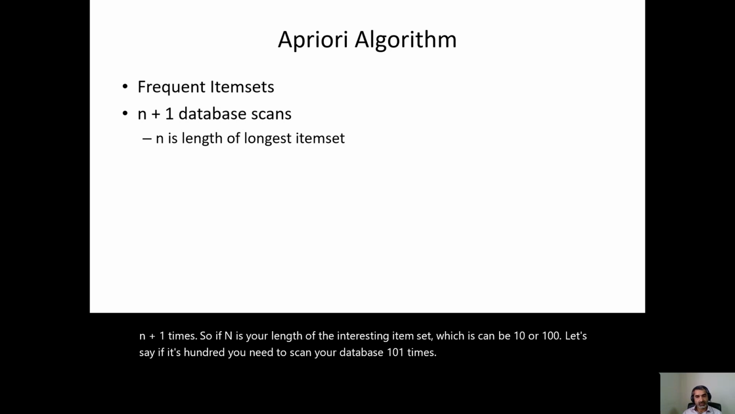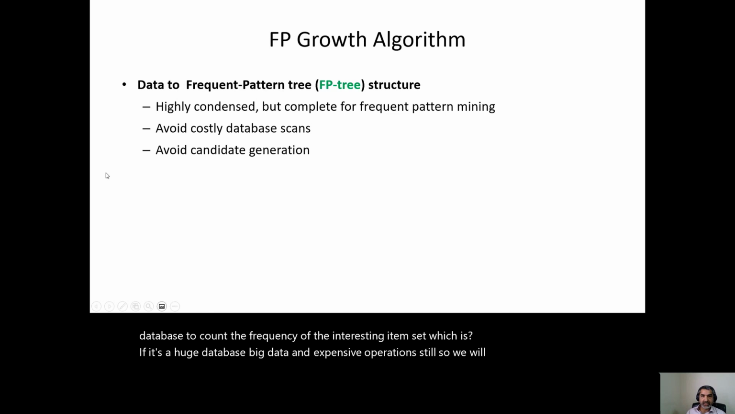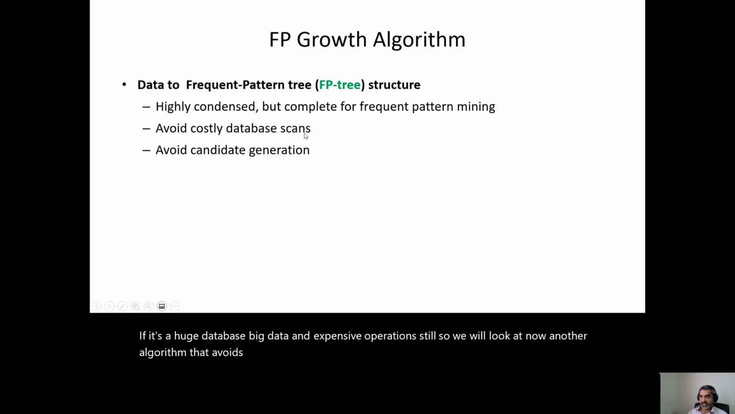Scanning the database is still not a cheap operation, right? You need to check the whole database to count the frequency of the interesting item sets, which, if it's a huge database, big data, is still an expensive operation. So we will look now at another algorithm that avoids both costly database scan operations.